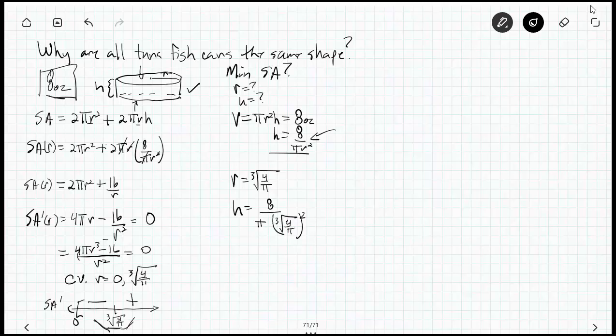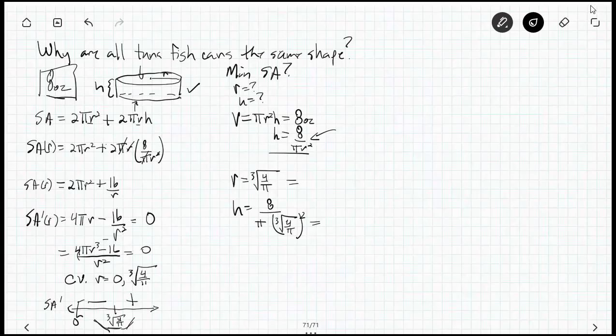Now, of course, you would want to use your calculator to come up with these answers. This is about 1 point something, and this guy is going to be about, I don't even know. 1 point something squared is still going to be, yeah, it's going to be 2, right? I don't know.